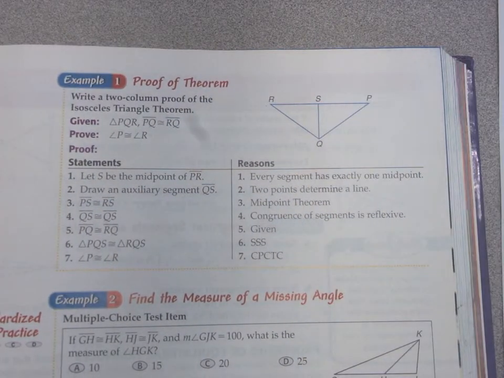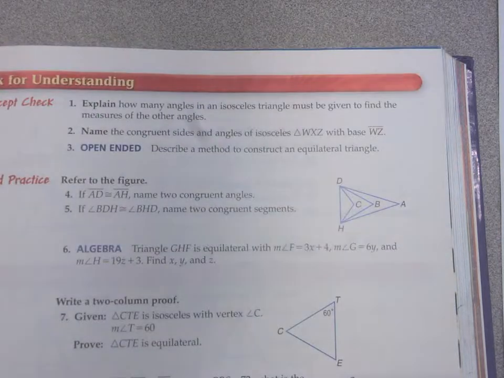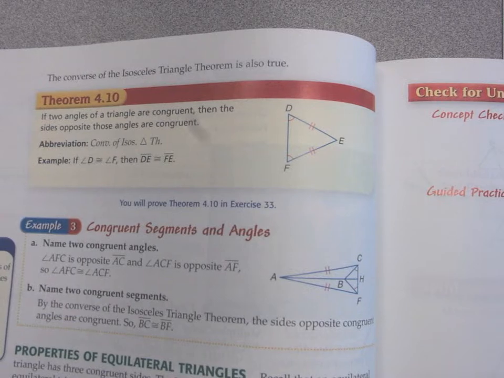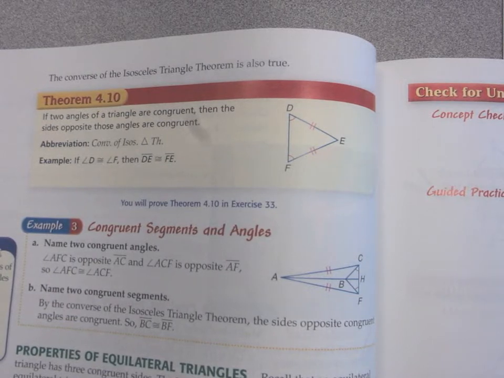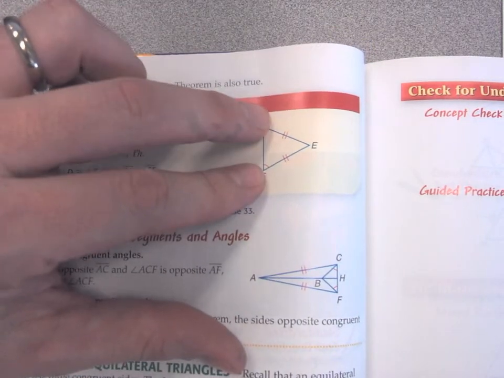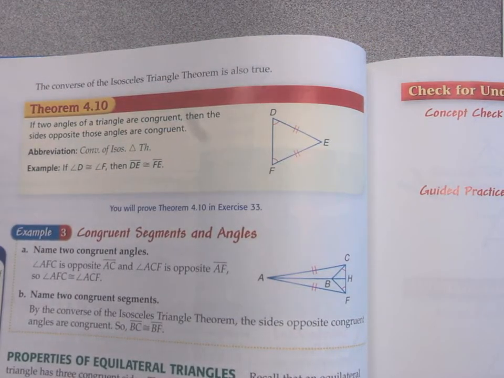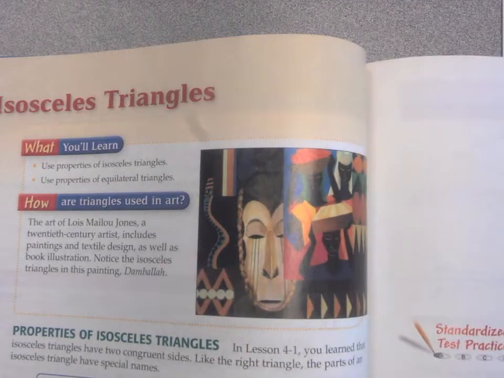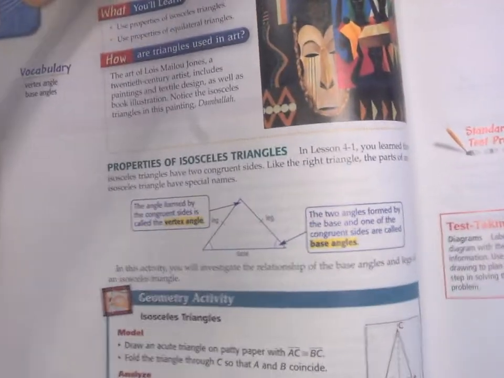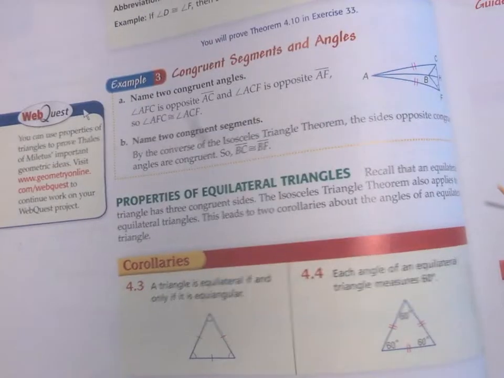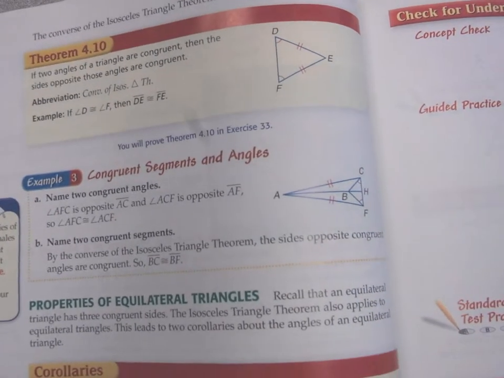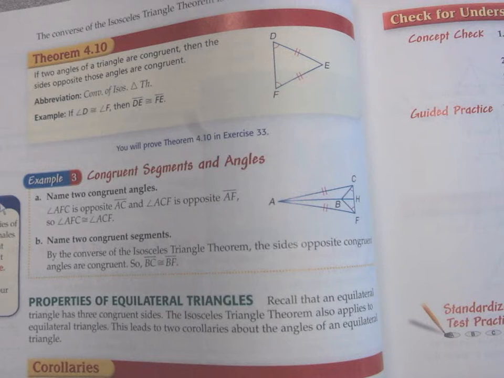Okay. Now the next theorem in your book is actually this theorem. If two angles of a triangle are congruent, then the sides opposite of those angles are congruent. So notice that we actually are starting with the angles and saying if the angles are congruent, then the sides opposite must be congruent. So this is actually the converse of the isosceles triangle theorem. Okay? So 4.9 is the isosceles triangle theorem. 4.10 is its converse, and you don't even have to really look in the book to get this one. You can just reverse the original statement.